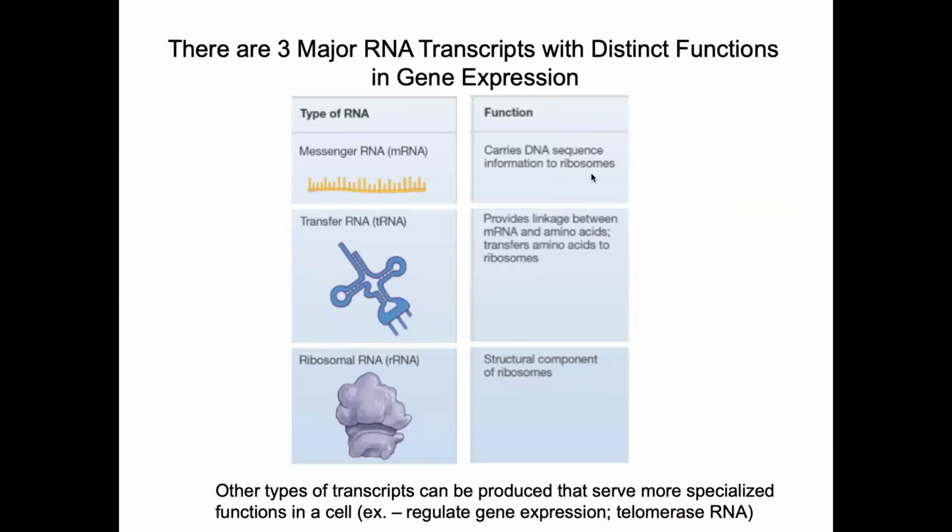So there are many examples of this. As I said, hundreds of different types of these less prominent transcripts that serve more specialized roles. The 3 that we're going to focus on and spend some time discussing again are the predominant forms, the ribosomal RNA, the tRNA, and the messenger RNA, again, all of which contribute to the overall process of gene expression, protein production.